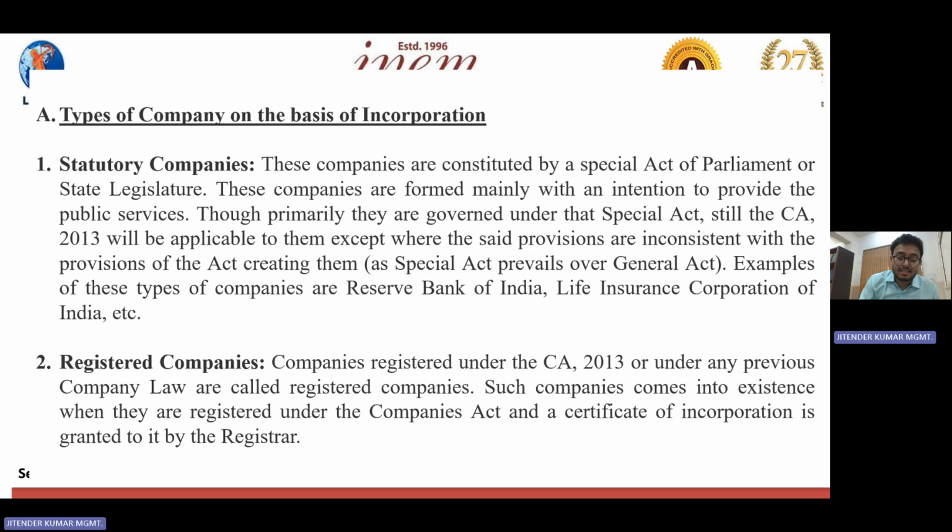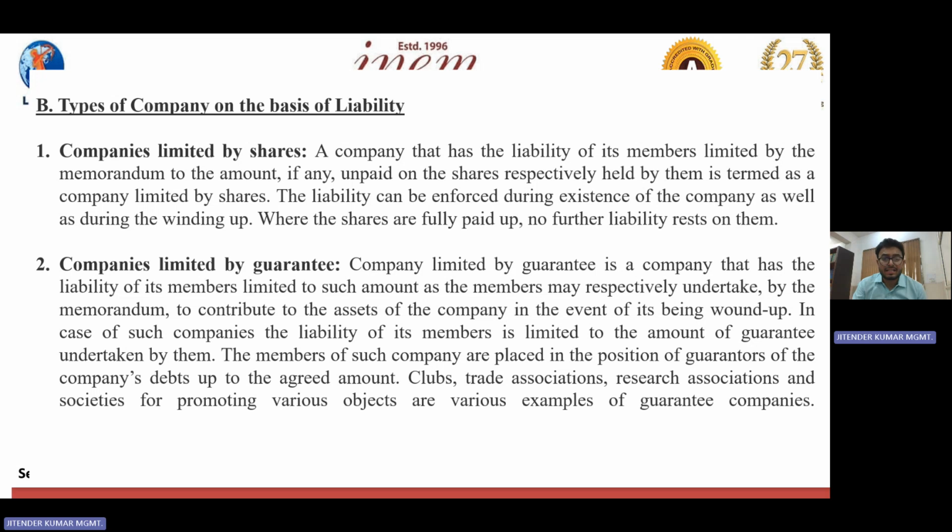The next point is the registered company. An incorporated company can also be called a registered company. These companies are registered under the Companies Act, which is 1956 or 2013. The registered company can further be classified into various types. They can be classified either on the basis of the number of members or on the basis of liability. If a company is a registered company, we can further categorize it.